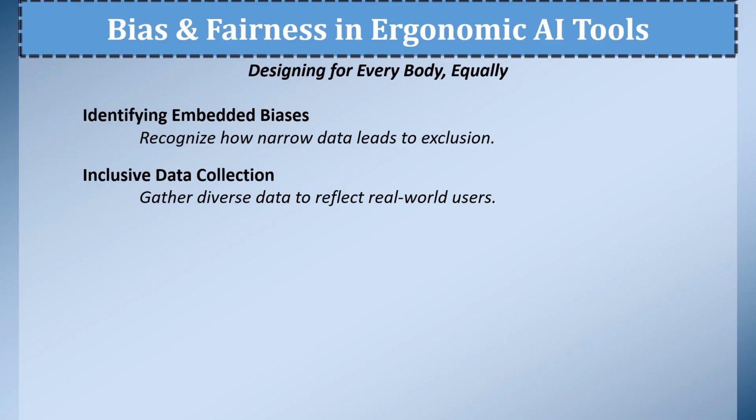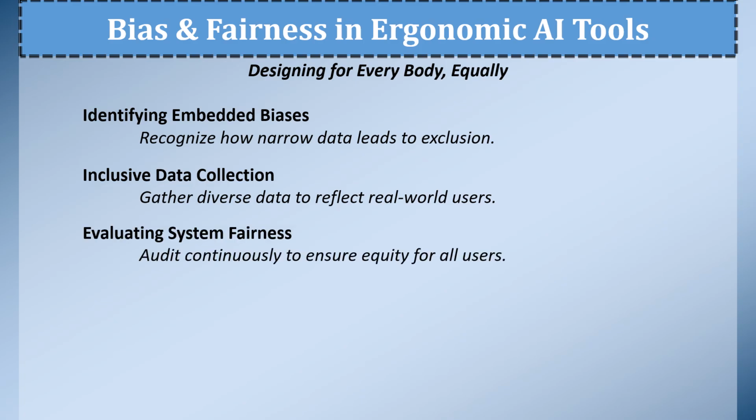Inclusive data collection. To build a fair system, it is essential to gather training data from a diverse population with varying physical profiles and job functions. This ensures that AI understands a broader range of human needs and avoids reinforcing workplace inequalities.